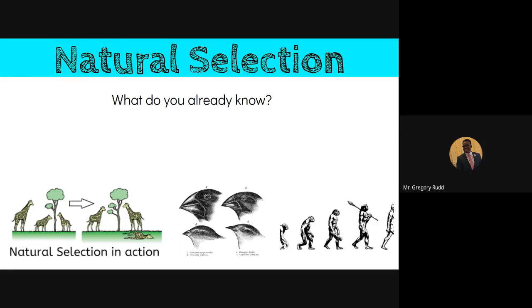So good, you guys know a good amount. Anything else that we want to bring up? It's only possible through genetic variation. Yes, genetic variation is really at the root of natural selection. Good. Okay, great. So you guys know a lot.